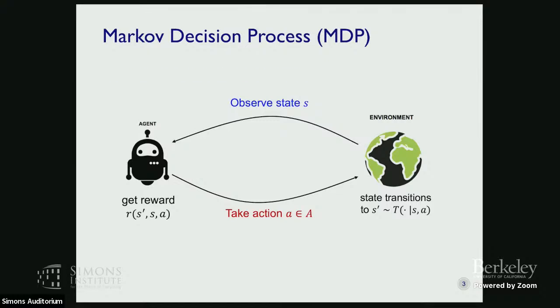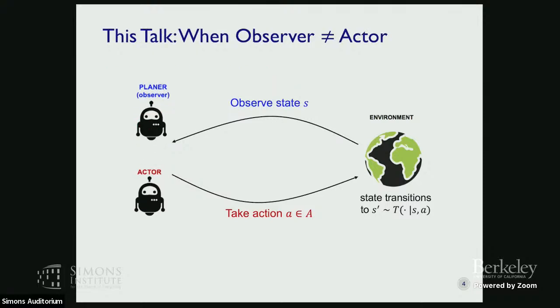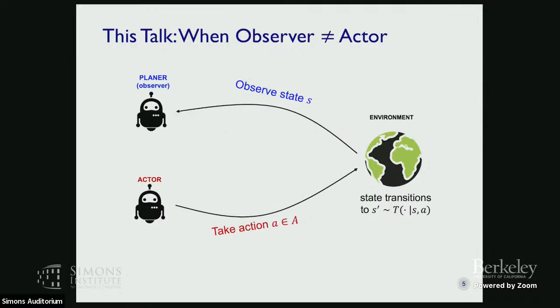It's pretty standard stuff. But the important thing to note here is that in this problem, we somehow assume the agent has a dual role. The agent can both observe the state of nature and also then act, right? And what this talk is about is we're going to look at the case where the state observer is different from the actor in this problem. In particular, we have an observer, who will also be our planner in this MPP model, who can observe the state of the world, but another agent, the actor, is going to act by taking actions. But both agents are going to derive utility from this process. The planner is going to get some reward and the actor is going to get some utility as well.